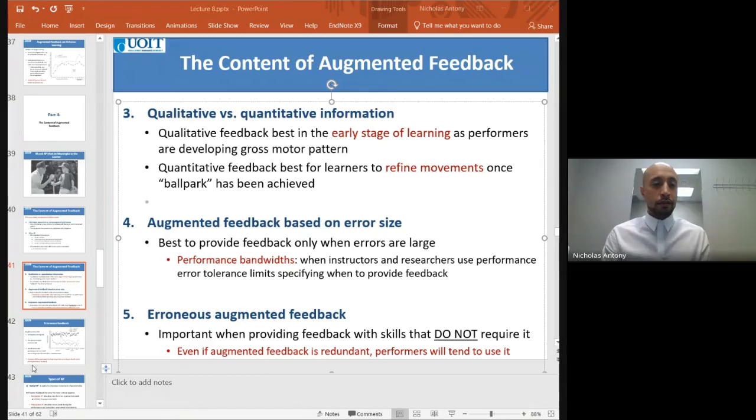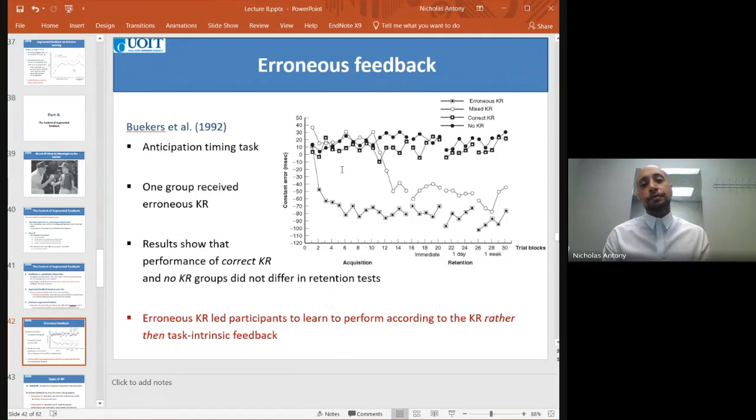And a study that proved that was this study right here. It was an aiming task, and one group received erroneous KR. And you could see that compared to the other groups, this group got significantly poorer learning because they were given the wrong feedback. And this group right here, they were given the right feedback and then given wrong feedback. And you could see that even though they had already learned a little bit, providing erroneous feedback caused them to hinder their learning or their performance. Weird, right?